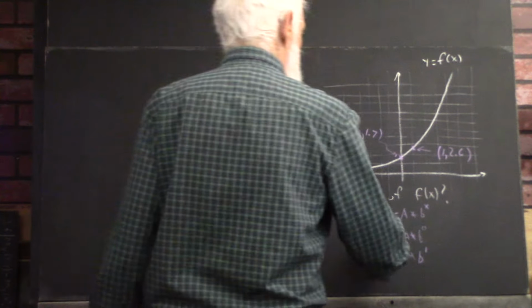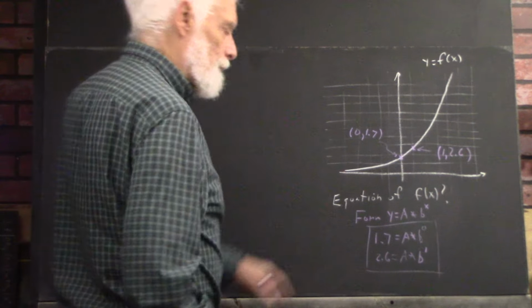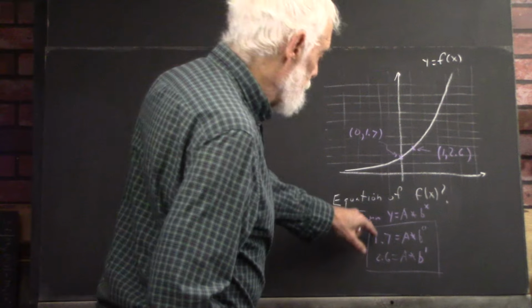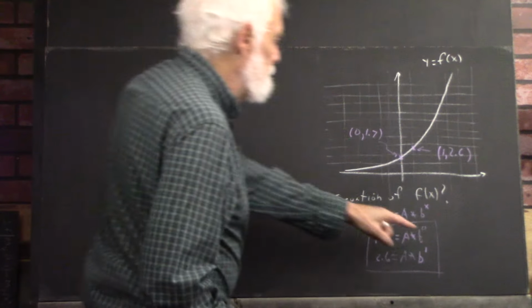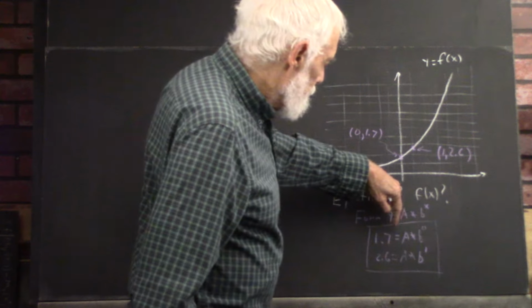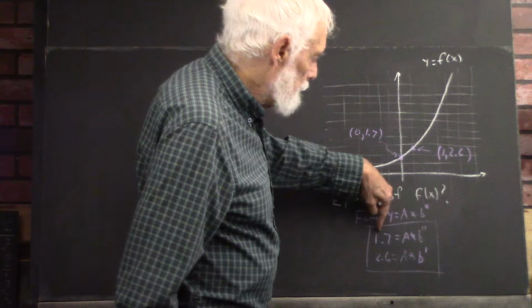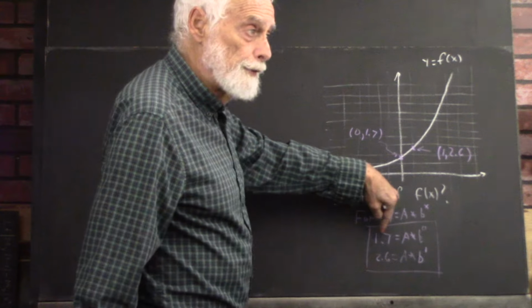Okay, now this is a very convenient set of equations. This is great work if you can get it. Okay, why is this so good? Well, what's b to the 0? It's 1. So this just tells you that a times 1 equals 1.7. In other words, it gives you the value of a. A is 1.7.